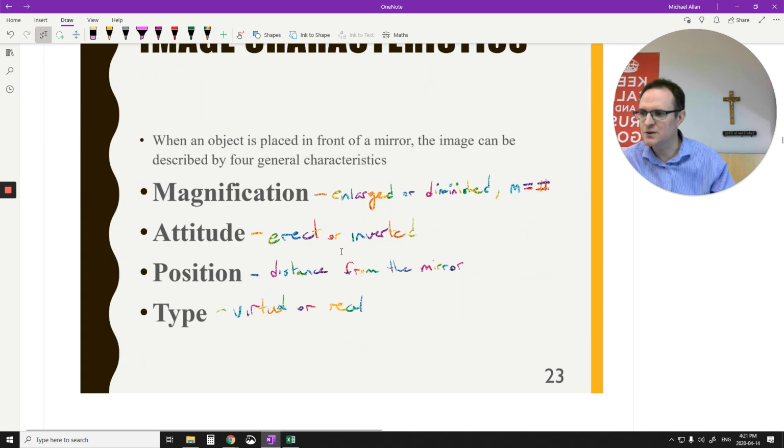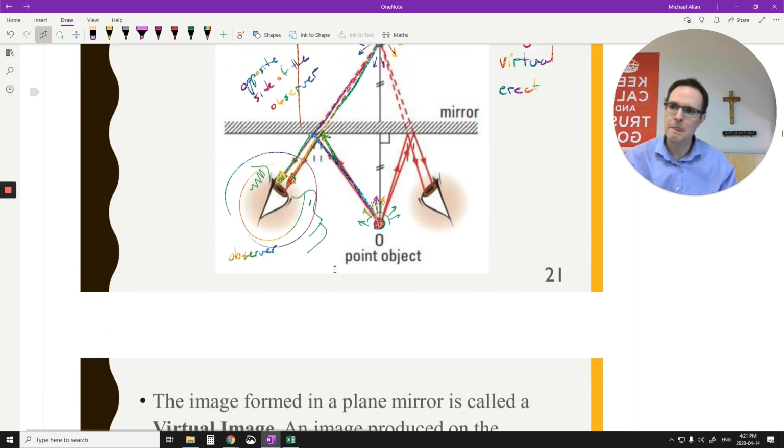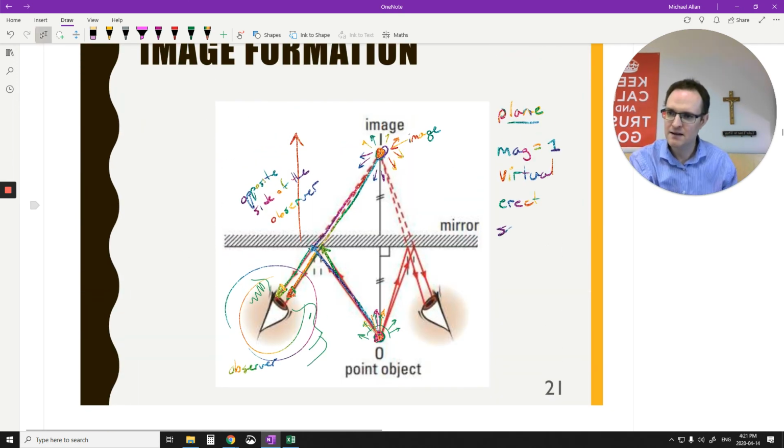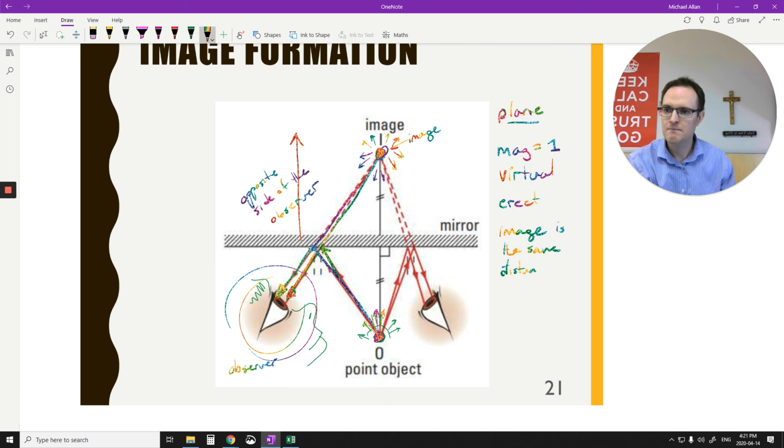Sometimes I can't remember these as well. Position. It's the same distance. So the image, I'm just going to say here, the image is the same distance from the mirror as the object. Just on the other side.